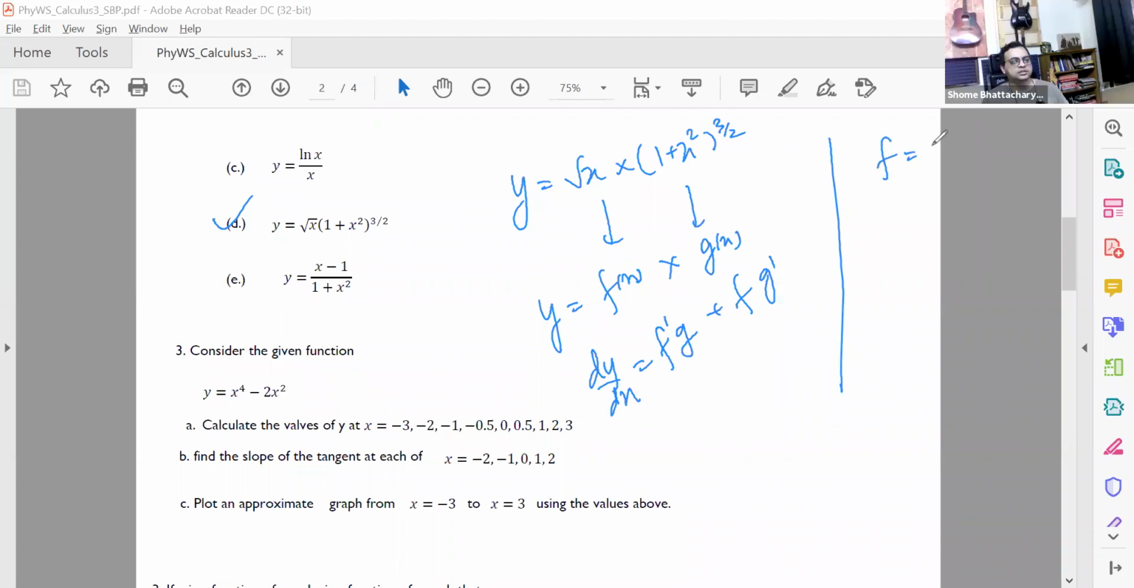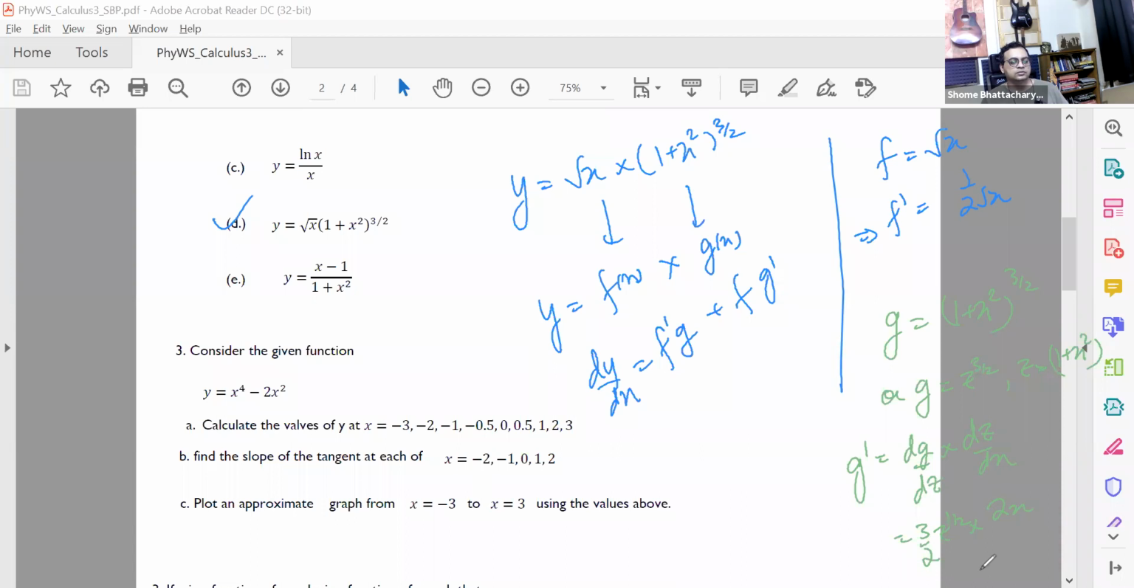So f we can see over here is square root of x. So derivative of f is very simple. It is 1 by 2 root x. But when it comes to g, it's a little bit more complicated. g is (1 plus x squared) to the power 3 by 2. So we can write g as z to the power 3 by 2, where z is equal to 1 plus x squared. So the derivative of g will become derivative with respect to z into dz by dx. So this is our chain rule application. This will become 3 by 2 z to the power half into differentiation of z, which is 2x.